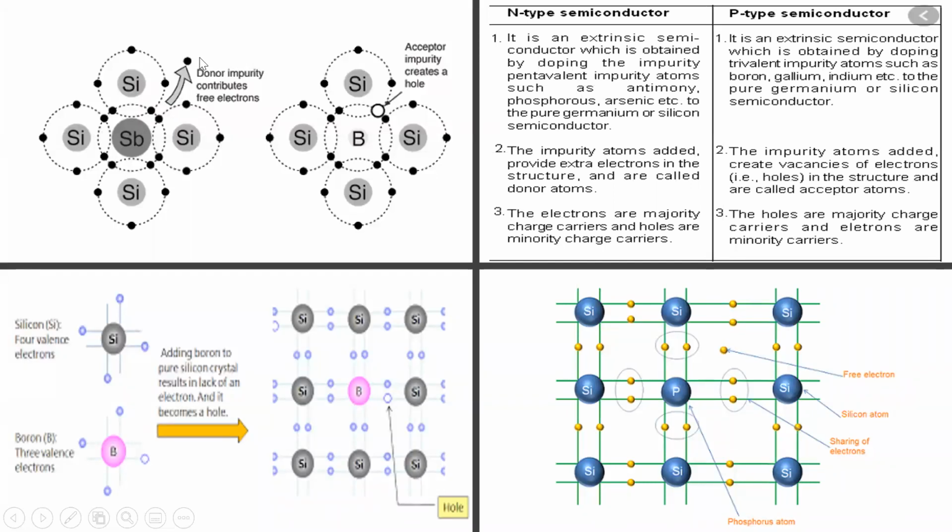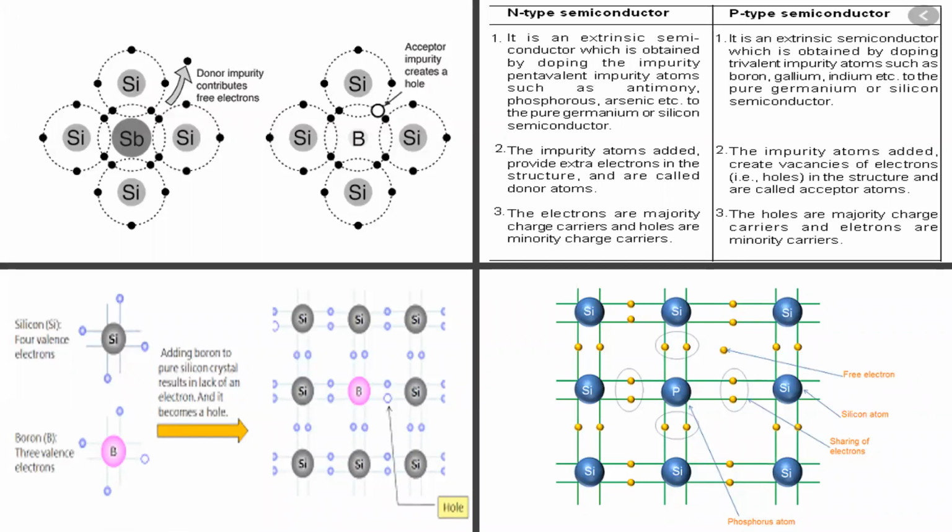So this extra 5th electron which it had is now free. So it contributes as a free electron. So this antimony donates one free electron to the crystal. So it is called a donor impurity. So it donates an electron. So this is available as a free electron.